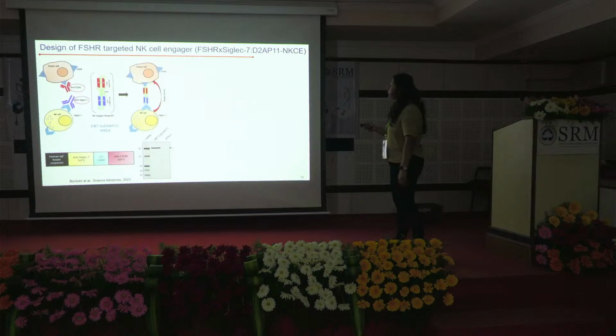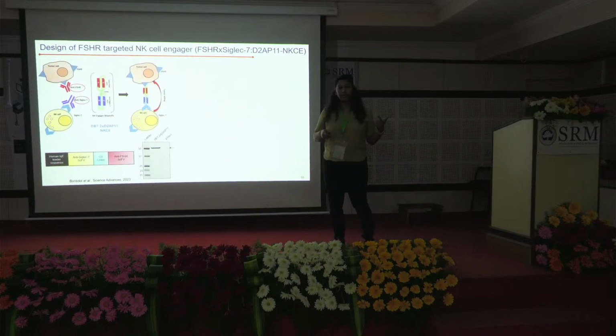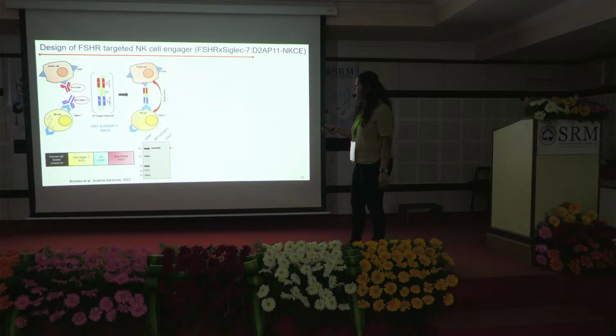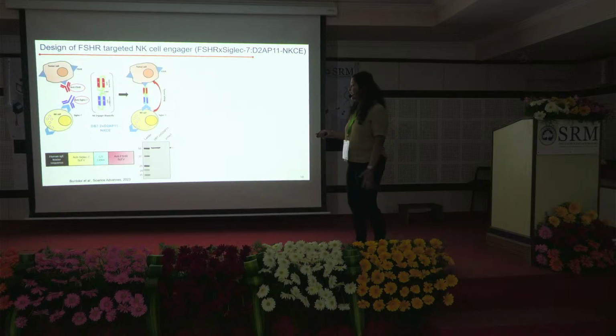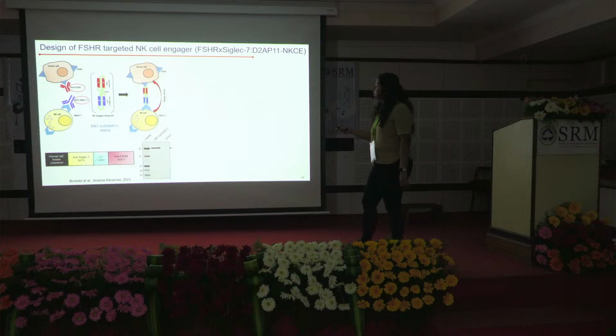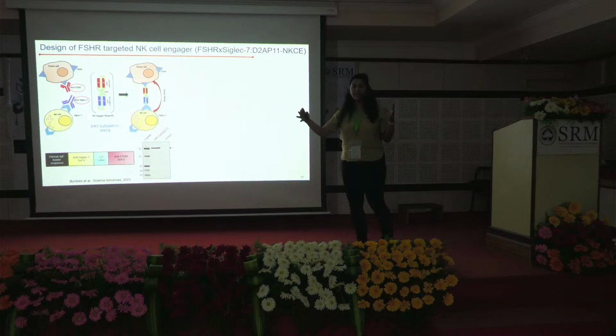And then we thought, why not now design a bispecific NK cell engager? So we replaced the CD3 arm with an anti-Siglec-7 arm. The other arm we kept the same, that is anti-FSHR, the D2AP anti-FSHR antibody we developed. And on the other side we put this anti-Siglec-7. So now this one molecule, which we call DB7.2 D2AP11 NK cell engager, NKCE, we expect to bind to NK cells as well as FSHR-positive ovarian cancer cells simultaneously.